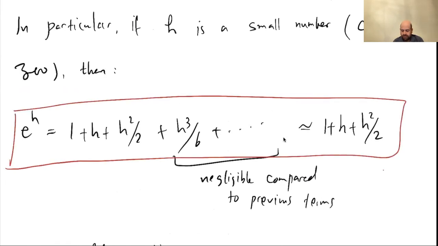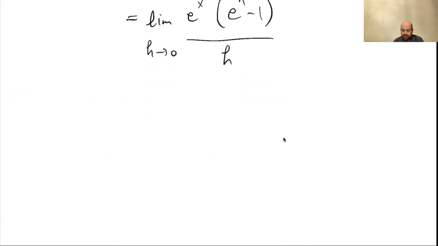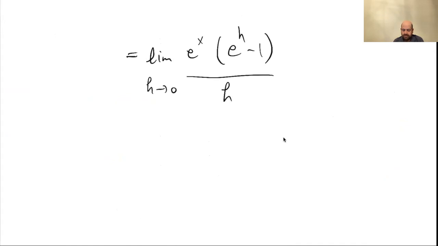E to the h is almost 1 plus h plus h squared over 2 factorial. So when you take the limits, we can say this is the limit of e to the x times 1 plus h plus h squared over 2 factorial minus 1, divided by h, as h approaches 0. So here there is an estimation.